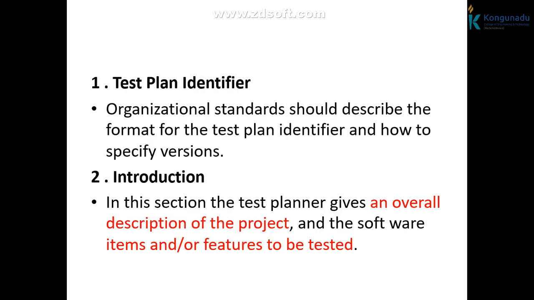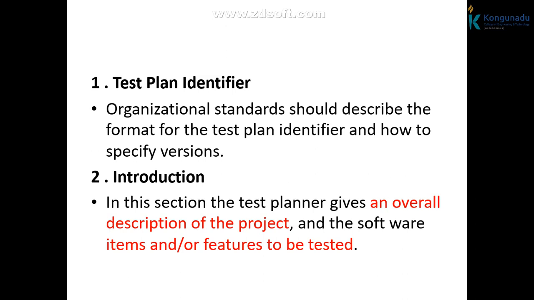So first one is test plan identifier. Each test plan should have a unique identifier so that it can be associated with the specific project and become a part of the project history. Organizational standards should describe the format for the test plan identifier and how to specify versions. So test plan identifier is a very important one. It is essential for any software project and allows for change control.